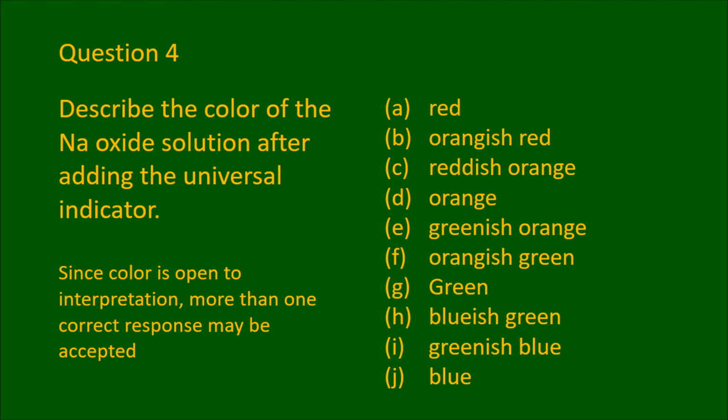A. Red. B. Orangish red. C. Reddish orange. D. Orange. E. Greenish orange. F. Orangish green. G. Green. H. Bluish green. I. Greenish blue. J. Blue. Question 5. Describe the color of the magnesium oxide solution after adding the universal indicator.